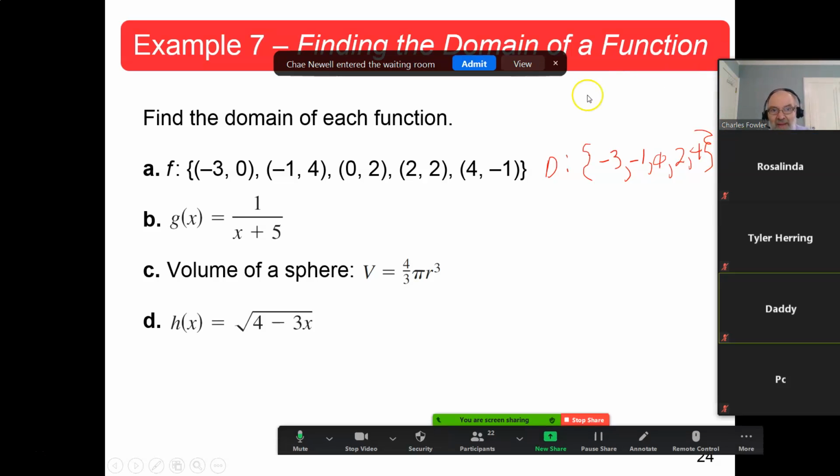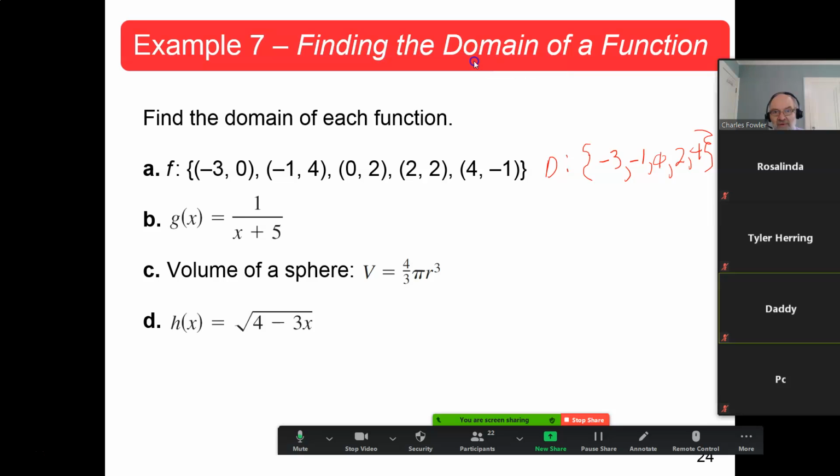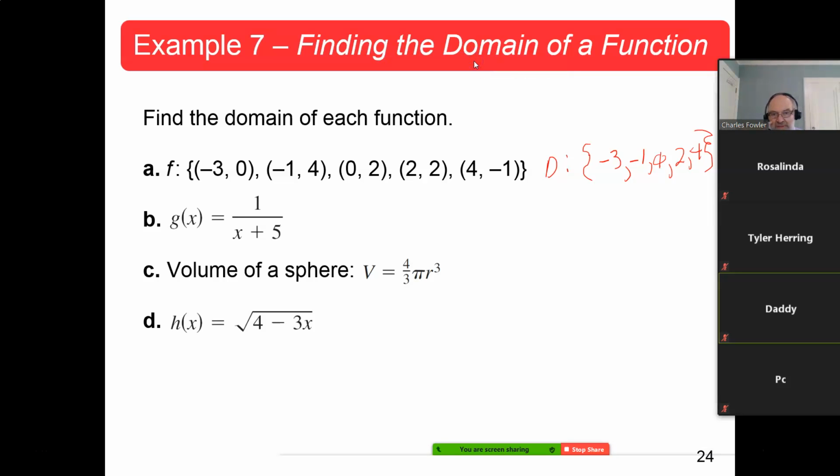Oh, here's Shay, she came back. So maybe Shay was having trouble before, and that's why she got out and came back. Okay. Welcome back, Shay. I hope you're here.